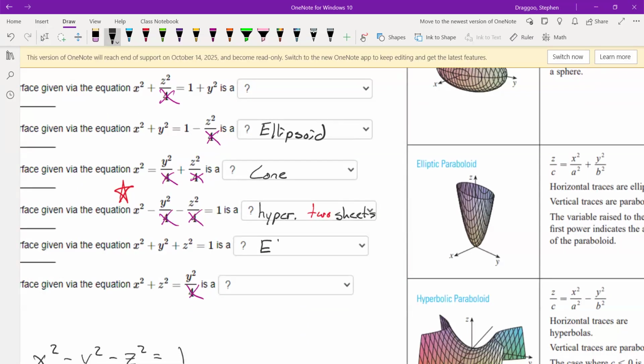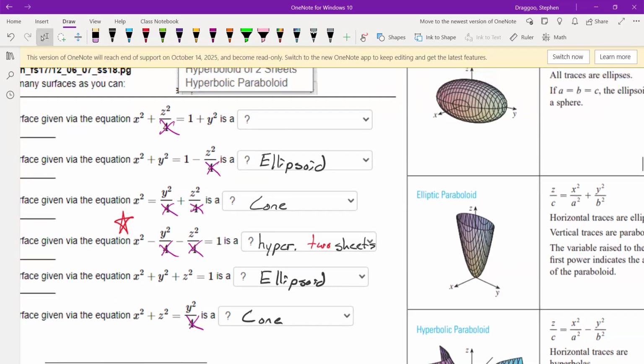The fifth one, another pretty easy to spot ellipsoid. In fact, that one is just the unit sphere. But unit sphere is just within the category of ellipsoids. And I have another cone at the end as well. I skipped the first one, but that one's going to be another hyperboloid, but this one's only of 1 sheet.